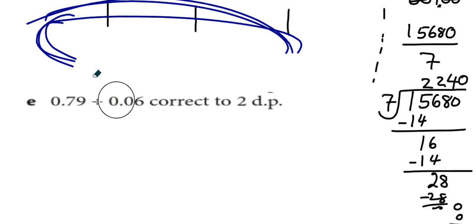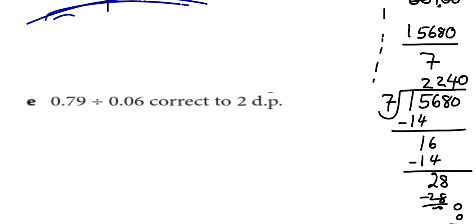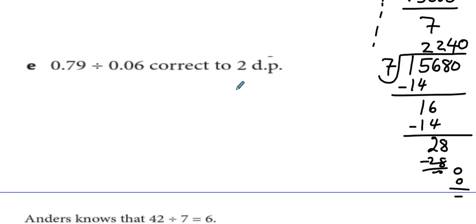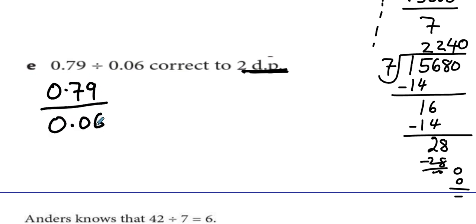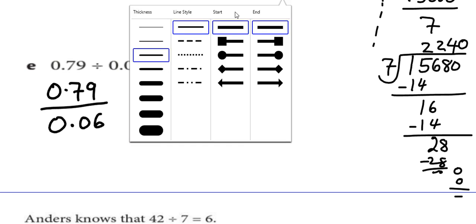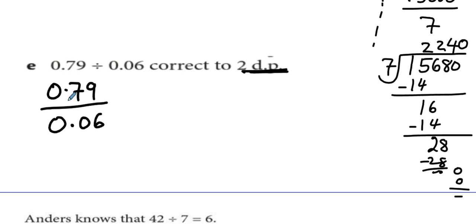Okay, the question is 0.79 divided by 0.06. Correct your answer to two decimal places. So what we do, we set this division as a fraction, 0.79 over 0.06. Then when you reach here, what you basically do is check in the numerator you have two decimal places, and in the denominator you have also two decimal places.